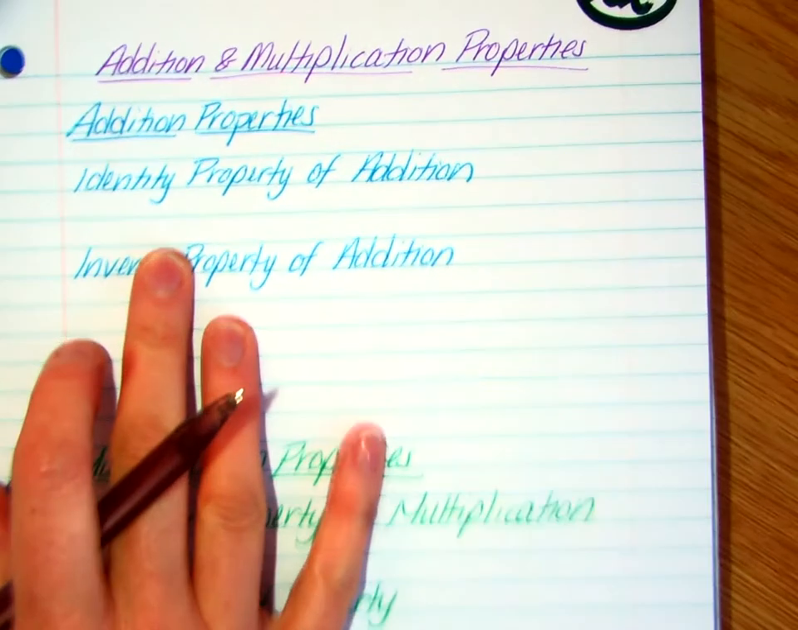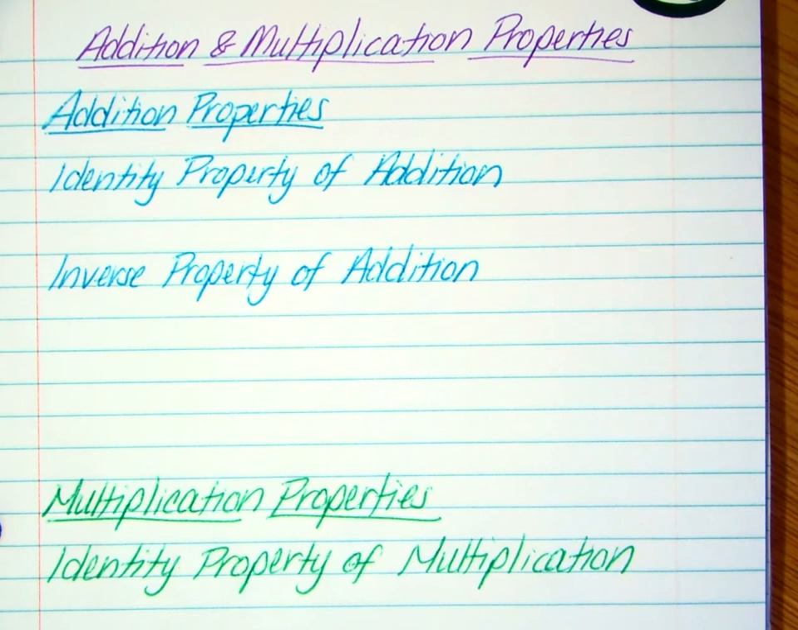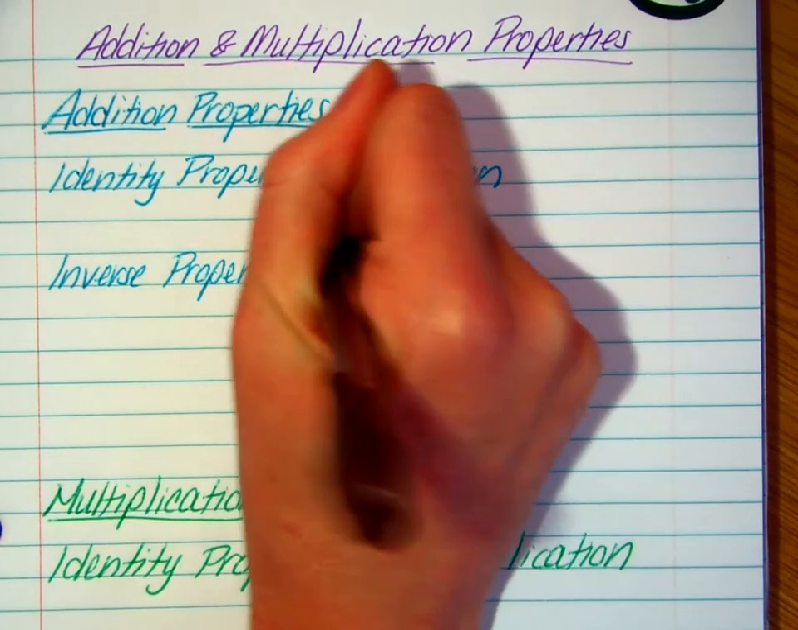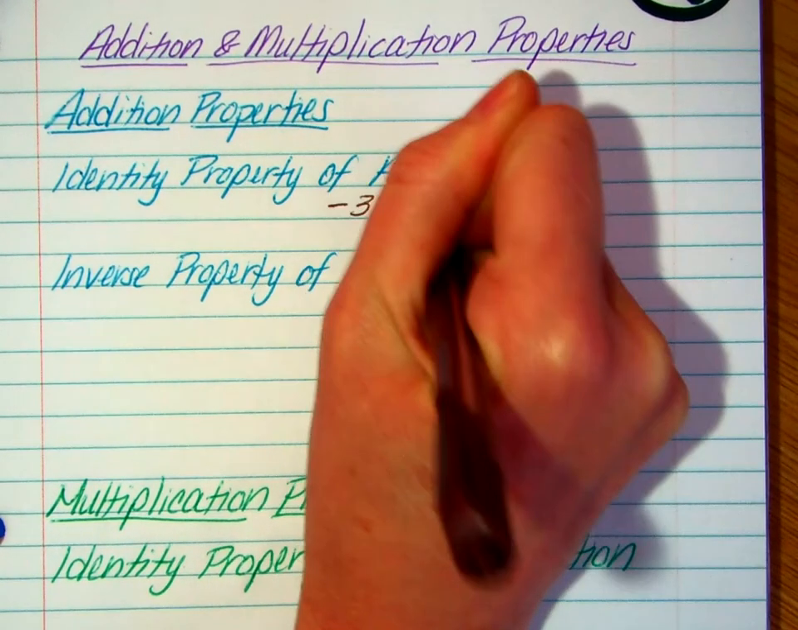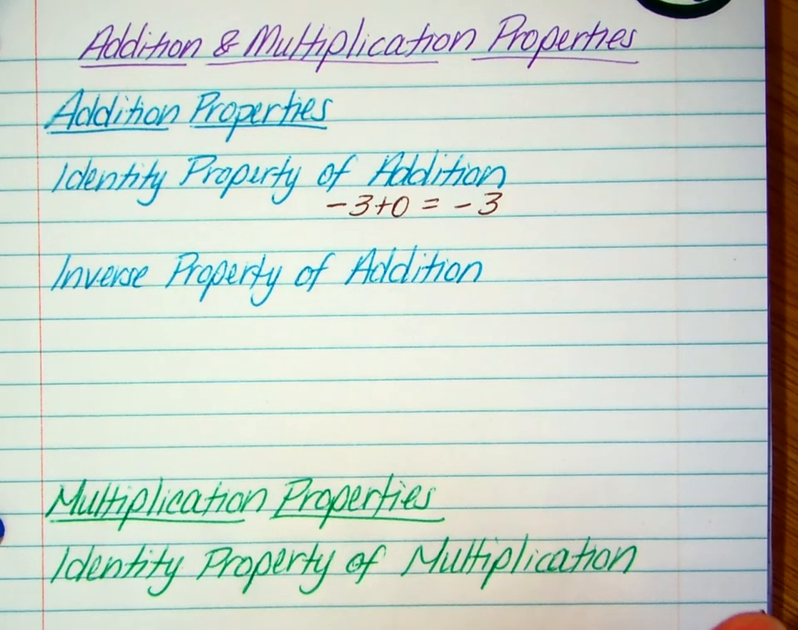The identity property of addition we just talked about. The identity property of addition is when you add 0 to anything and you still get the same thing. That can even work with negatives. So I could say negative 3 plus 0, you still have -3. That's the identity property of addition.